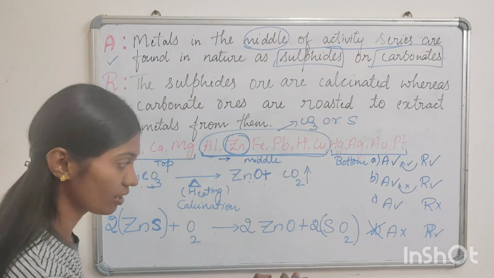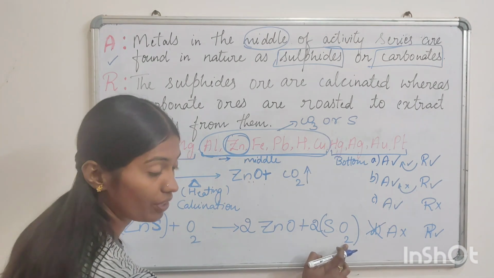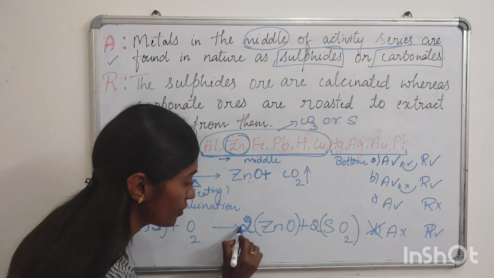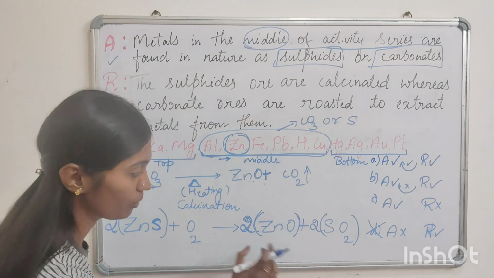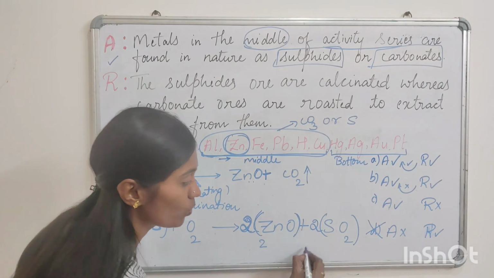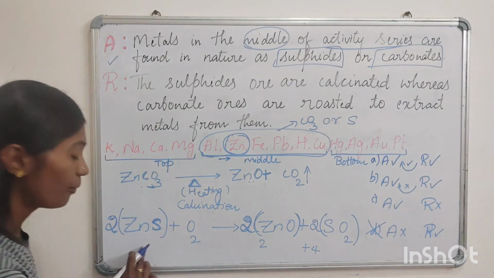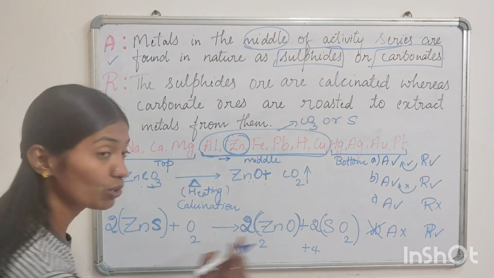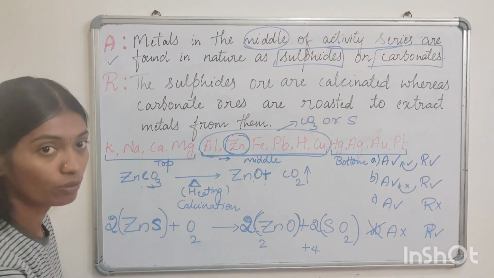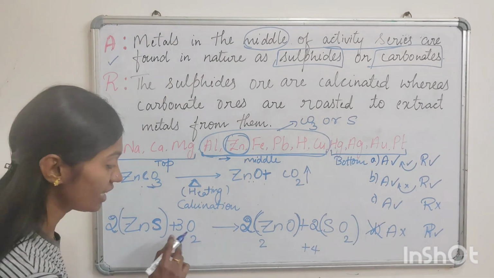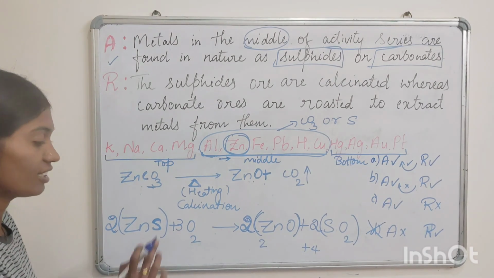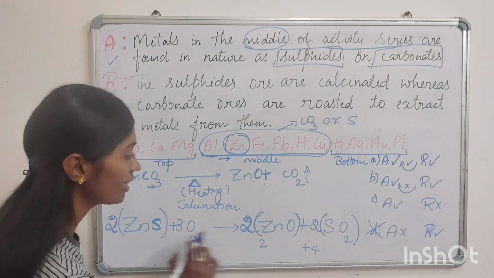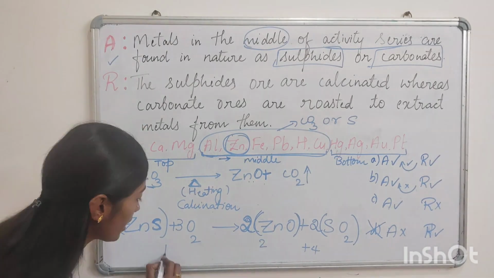Now check oxygen. How many oxygen are there? 2 twos are 4, we have to multiply. Here also oxygen is there, because this coefficient holds good for all the atoms present in this compound. Here 2 oxygen, here 2 twos are 4. In total how many are there? 6. Whereas on the reactant side, just 2. We have to make it 6. So how to make 6? If I put 2 here, 2 twos are 4. If I put 3 here, 3 twos are 6. Is it balanced? Yes, it is balanced. So zinc sulfide is converted into its oxide. This process we call roasting.